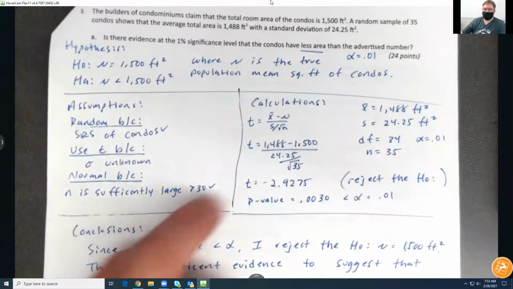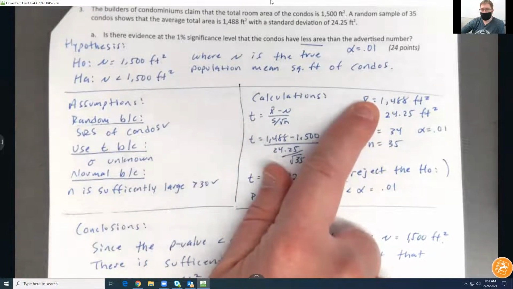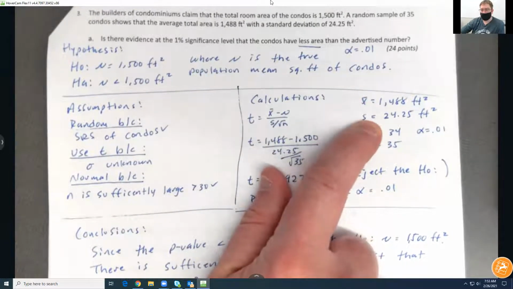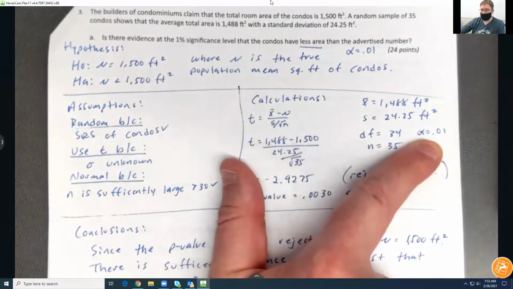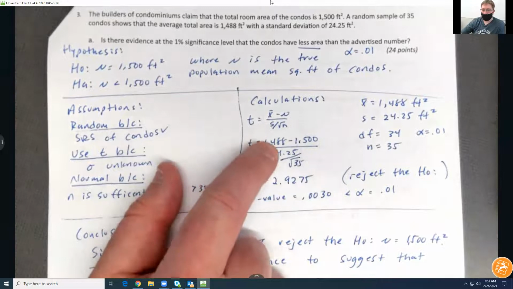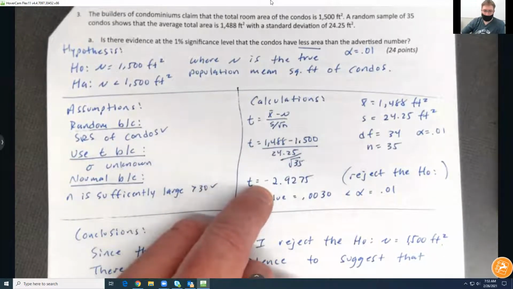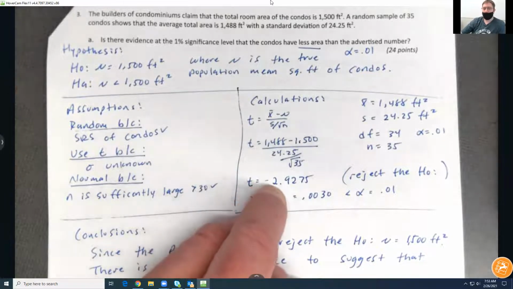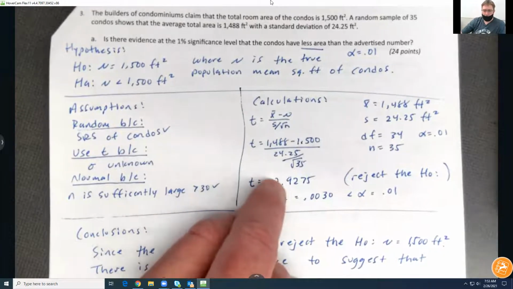All right, calculations. Here's the formula you need. It has to be T because we don't know the population standard deviation. So here's X bar from the problem. Here's the standard deviation for the sample. Degrees of freedom is 34 because my N is 35. Alpha is 0.01. Plug everything in. Type it into the calculator, press enter, and I get this for my t-square, or my test statistic if you want to be official. Negative 2.9275.